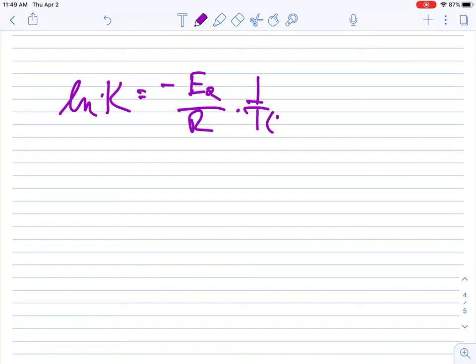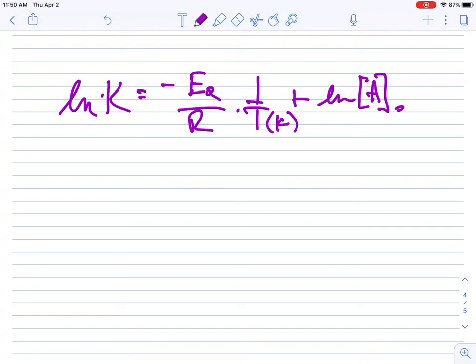Okay, now, here's the last big equation for now. And it's going to be the natural log of k. I'll explain all of this in just a second. Okay, so this is what's known as the Arrhenius equation. This is not on your equation sheet, but this is a wonderful equation.